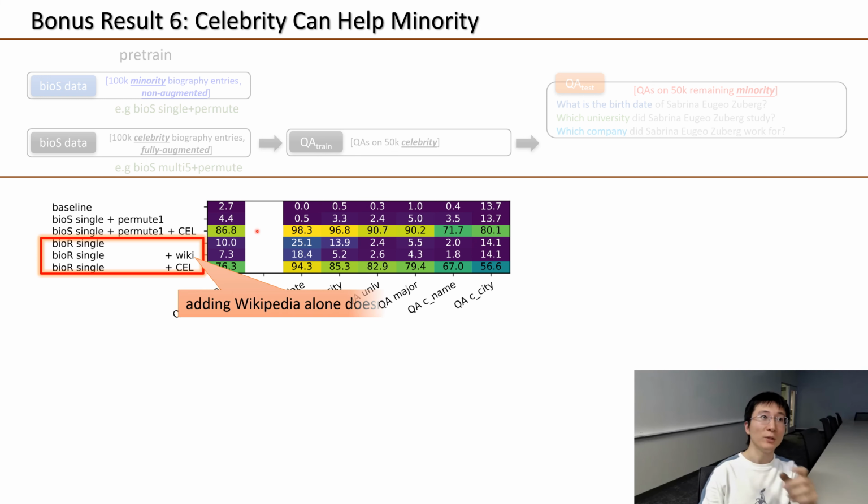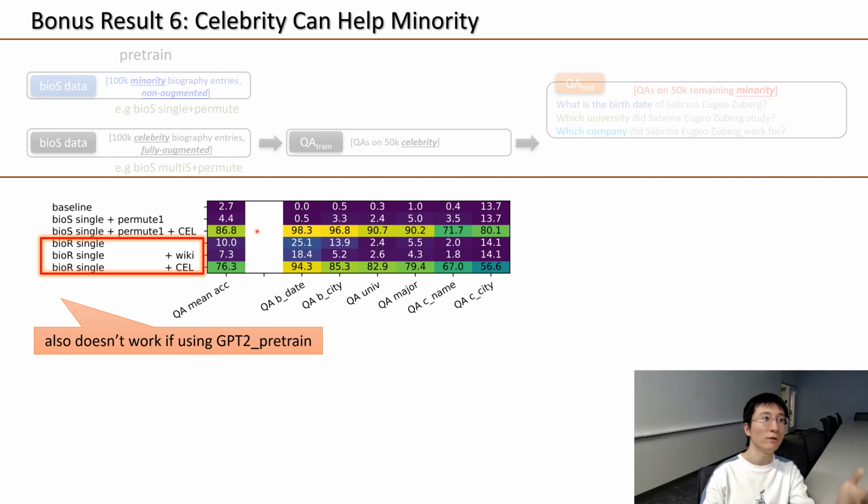One comment here is that adding Wikipedia doesn't help. If you do not have celebrity, and you replace the celebrity data with, for instance, the Wikipedia data, or even Wikipedia plus Common Crawl, which is what GPT-2 pre-training was using, then this also doesn't help. So you really need the minority and the celebrity data to be of similar formats, and you really want the celebrity data to be fully augmented in order to help the minorities.